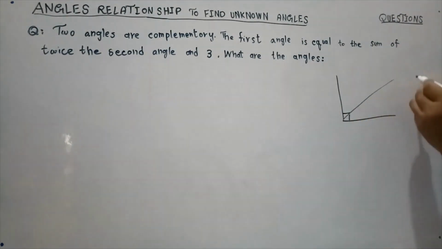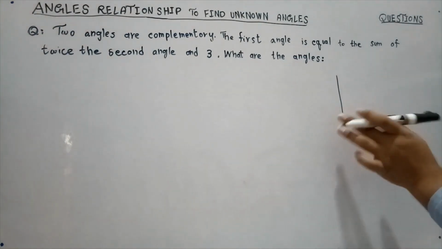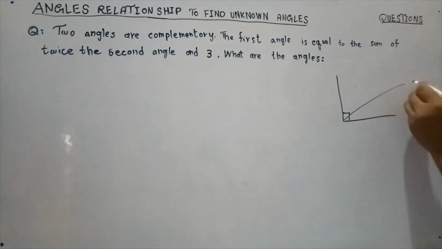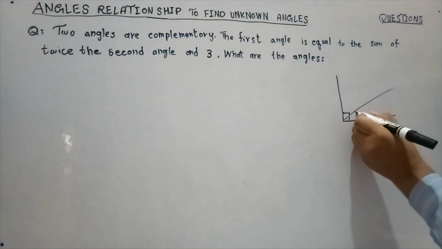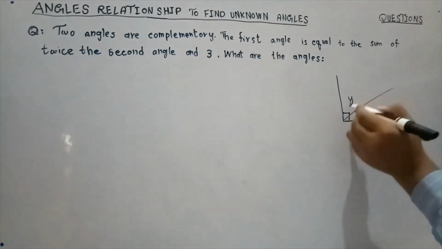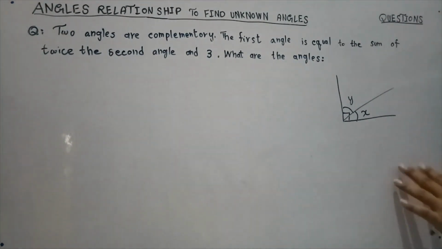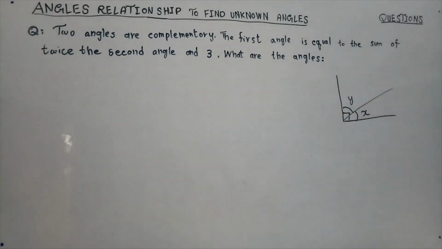It means that the sum of angle x and y is equal to 90 degrees. Alright, so let's read. Two angles are complementary, so the sum is equal to 90 degrees, and the first angle is equal to the sum of twice the second angle and 3. So what are the angles?